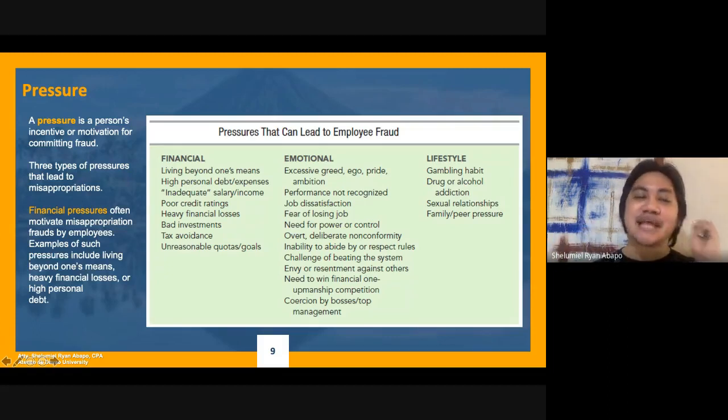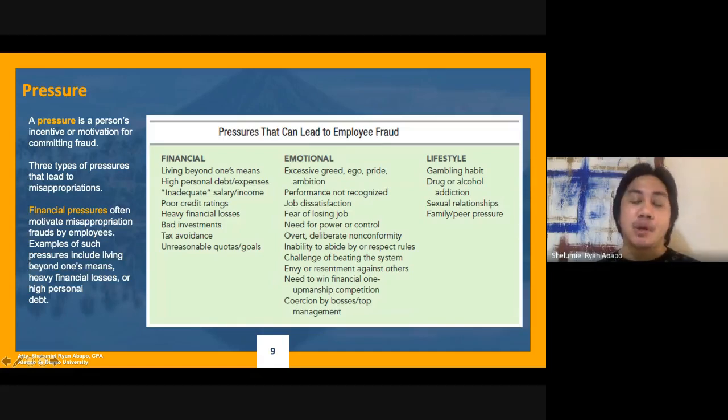And what are the three types of pressures that lead to misappropriations? We have financial, emotional, and lifestyle. Financial means there is a need for you to commit fraud because walang-wala ka and you really need it. You probably lived your life beyond your means, or you have high personal debt to pay off, tas due date na, or meron kang pinag-utangan na loan shark na may mga goons, nakaka-K-drama, and hinahabol ka na nila, so you've committed fraud para mabayaran sila.